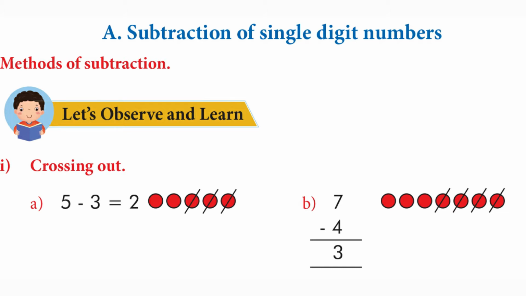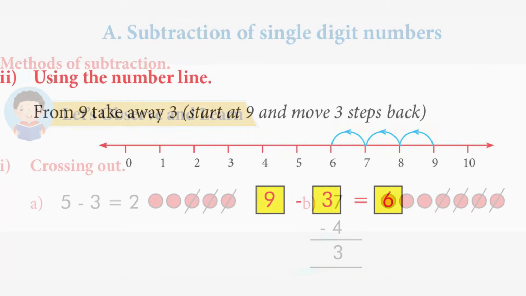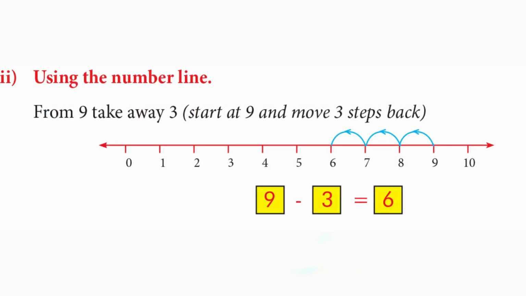Now let's look at the next one. 7 minus 4 is equal to 3. How do we get that? We have 7 circles there and we cross out 4, right? 1, 2, 3, 4 are crossed out. How many are left? 3 are left, right? So that is the answer. That is the difference.